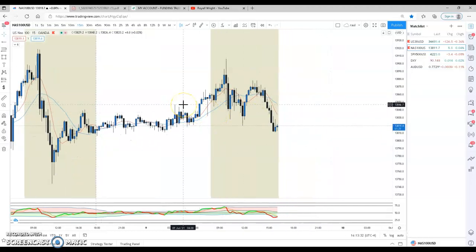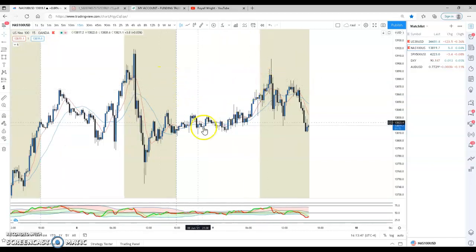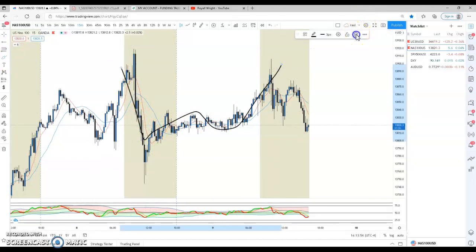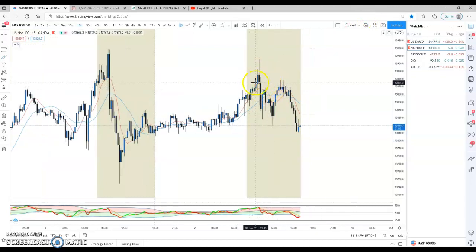New York session opens at 9:30 Eastern time. It starts painting the session at 8 o'clock, but the real New York session opens at 9:30 Eastern time. You can see here all the volume came in on this 9:30 candle. We didn't take buys, because to catch buys you would have had to catch this W that happened here. In this case, we're just waiting for the M to form.